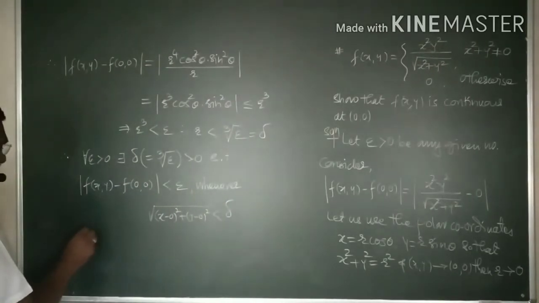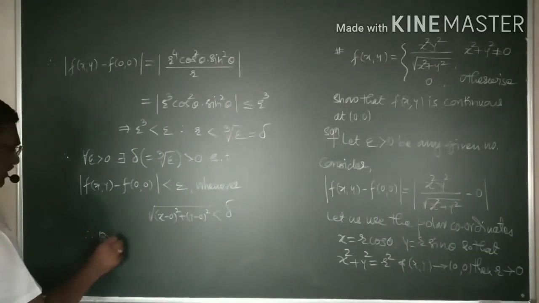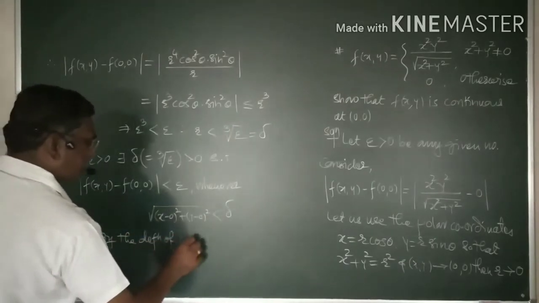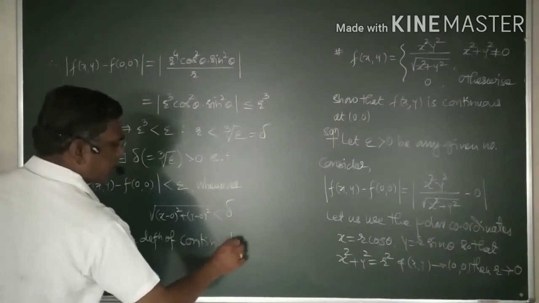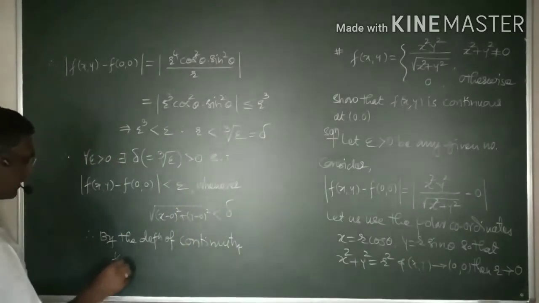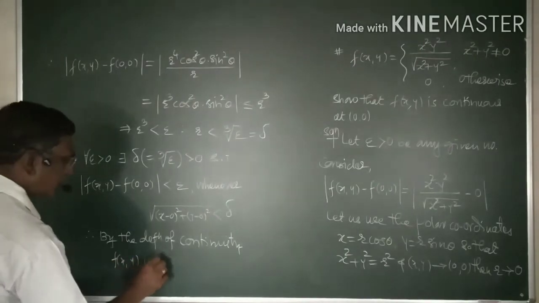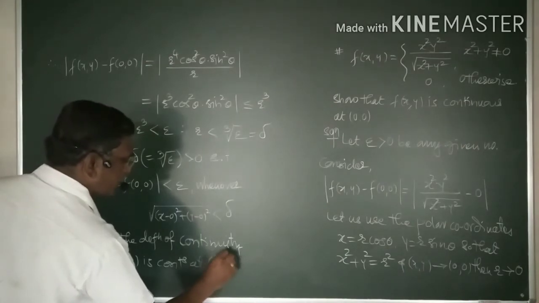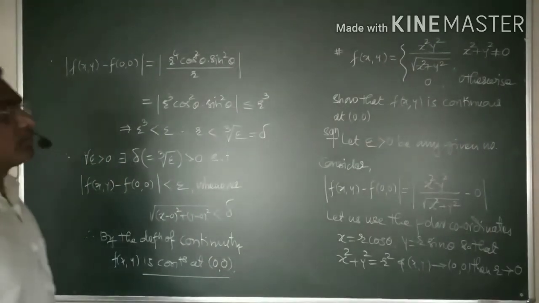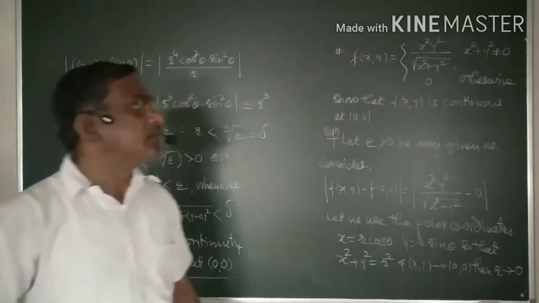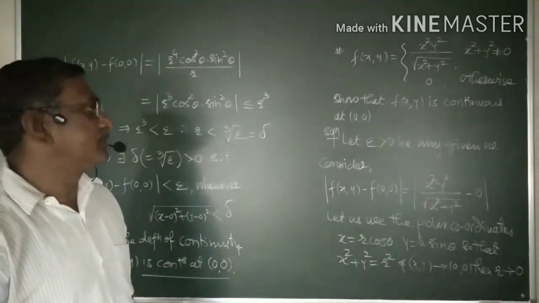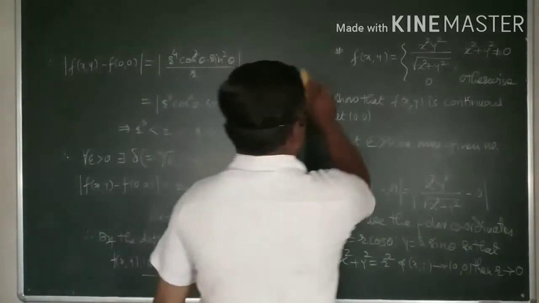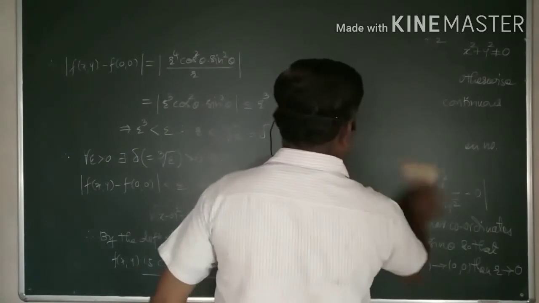And this implies, therefore, by the definition of continuity, f(x, y) is continuous at the point (0, 0). This is what we have here as an example of continuity of a function of two variables. Right? Now, this is the example. Let us go for another example.